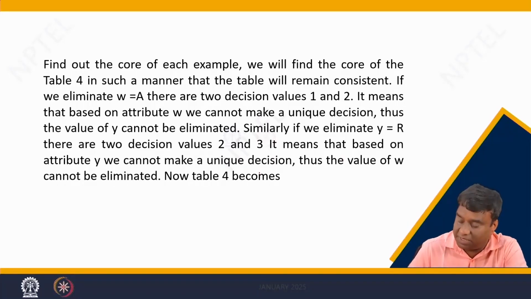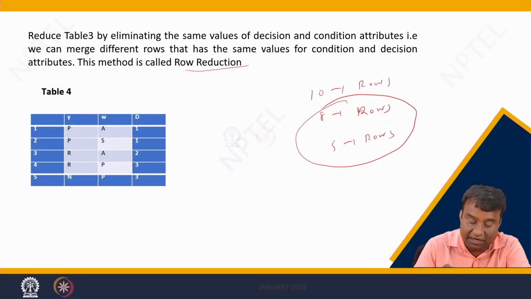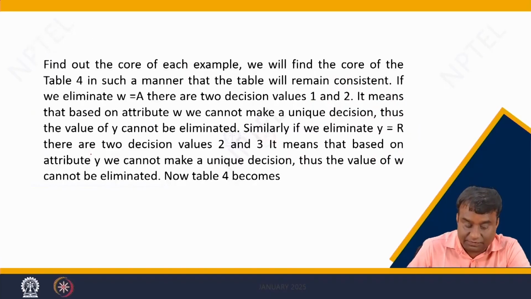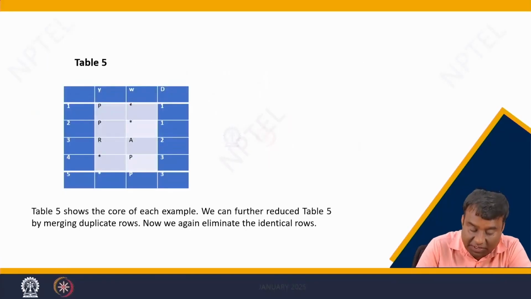So, table 4 becomes like that. So, what we are going to say here, see here, that Y is P and W is A, but still D is 1. Y equal to P, D is 1. Y equal to P, D is 1. Similarly, here W equal to P, D equal to 3. W equal to P, D equal to 3, no role of these other attributes. So we can write like that. So in this table, in place of that, we can write star. So this table is the example. So here we again merge the table. So these two are merged.